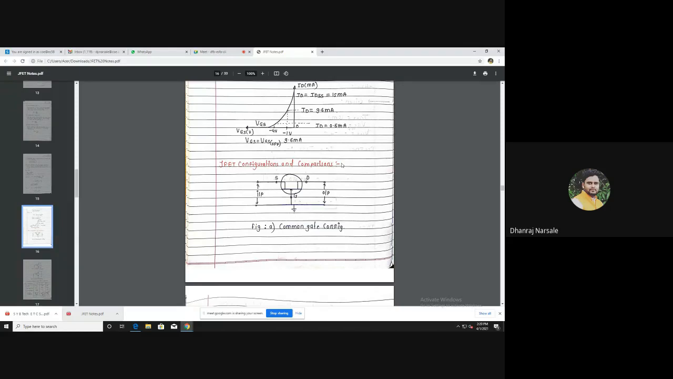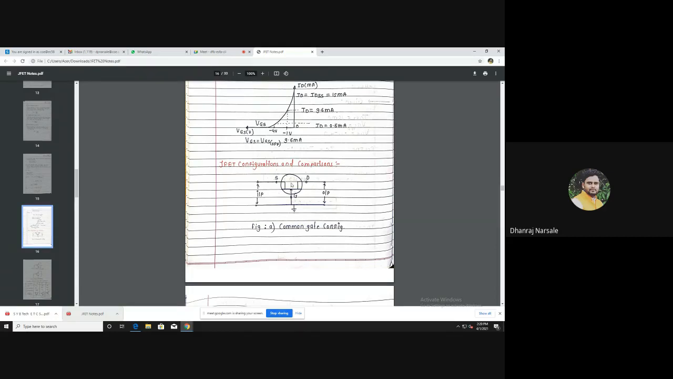Okay, now JFET configurations and comparison. Just as in a bipolar junction transistor there are common base, common collector and common emitter configurations, in the JFET also similar configurations are there. Common gate configuration: here this is the source terminal, this is the drain terminal, and this is the gate terminal. In common gate configuration, the gate terminal is common between input and output. We are applying input between gate and source, and measuring the output between gate and drain. So this is the common gate configuration.